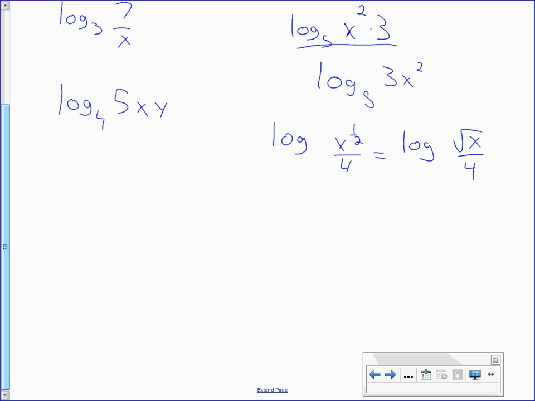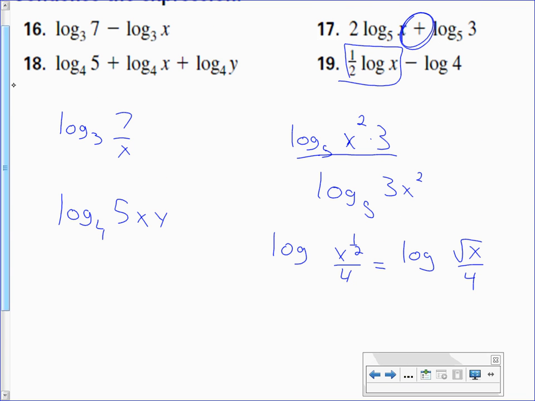Don't forget, whenever you see any number in front of the log, whatever that logarithm is looking at, this part is raised to that power. Okay? Every time.